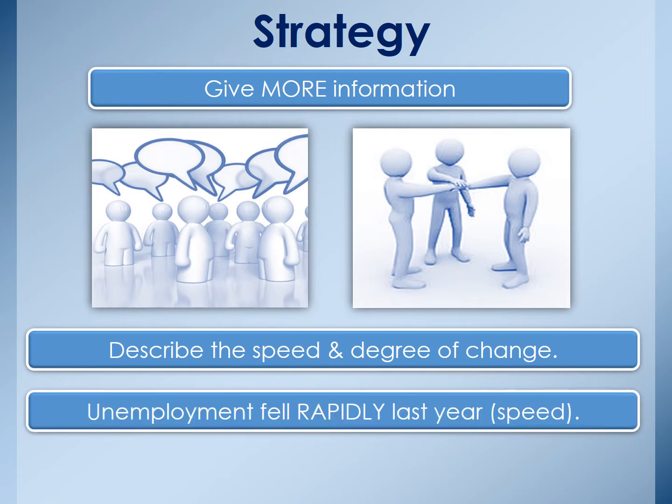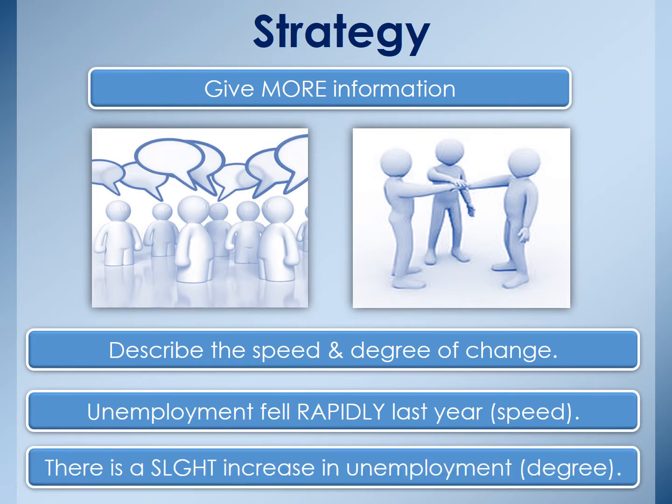So for example, unemployment fell rapidly last year. The word rapidly is defining the speed of the change in the data. Or there is a slight increase in unemployment. This is describing the degree or the measure, the way we measure the change, slight increase.